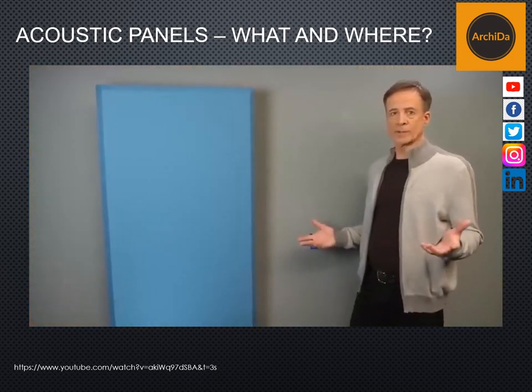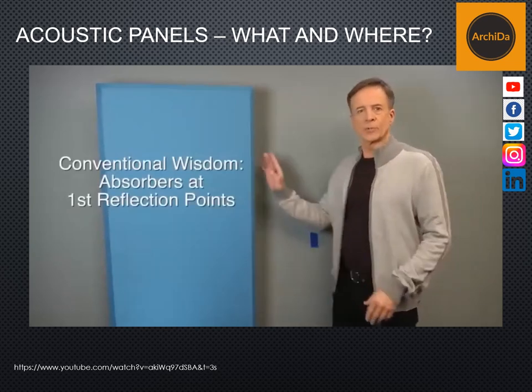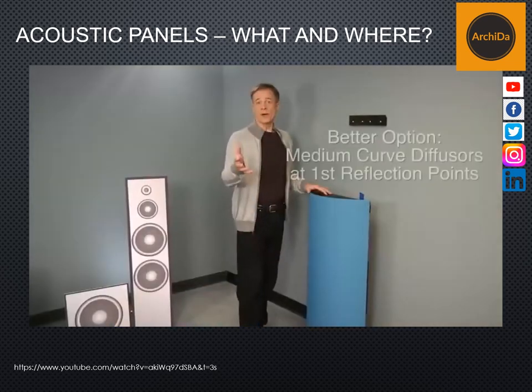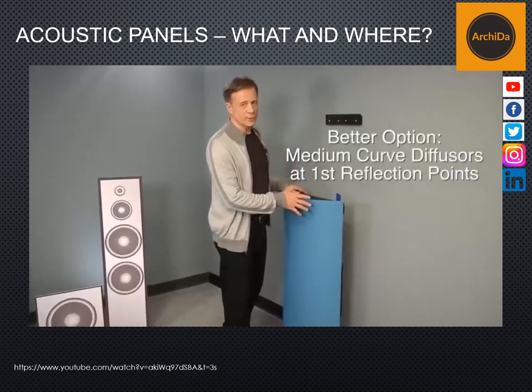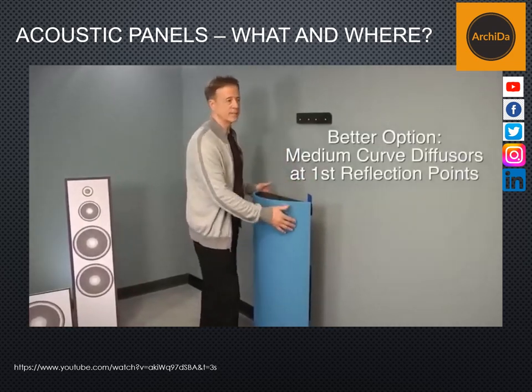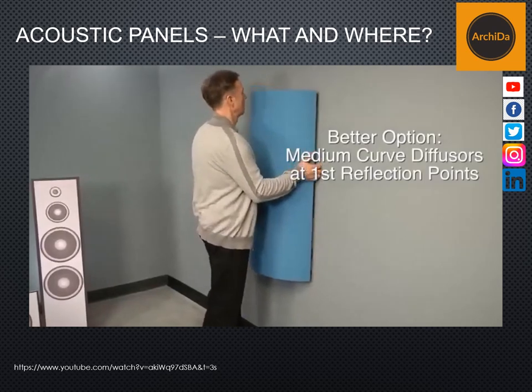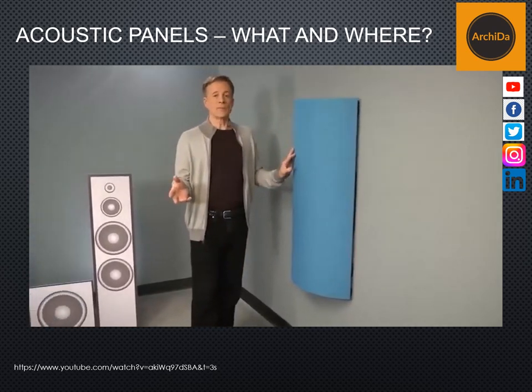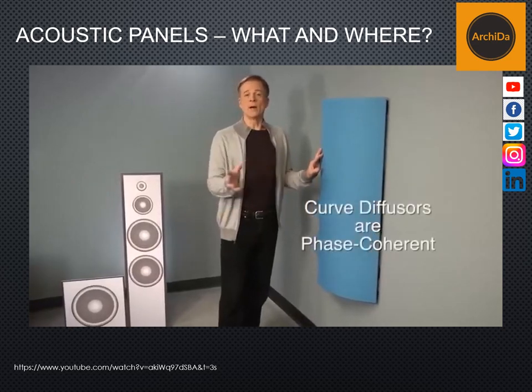Which panels go there? Lots of people put absorber panels in their first reflection points, and that's okay. But a better option is to use our medium curve diffusers in those pesky first reflection points. It'll make your stereo sound stage wider and more focused because our diffusers are phase coherent.